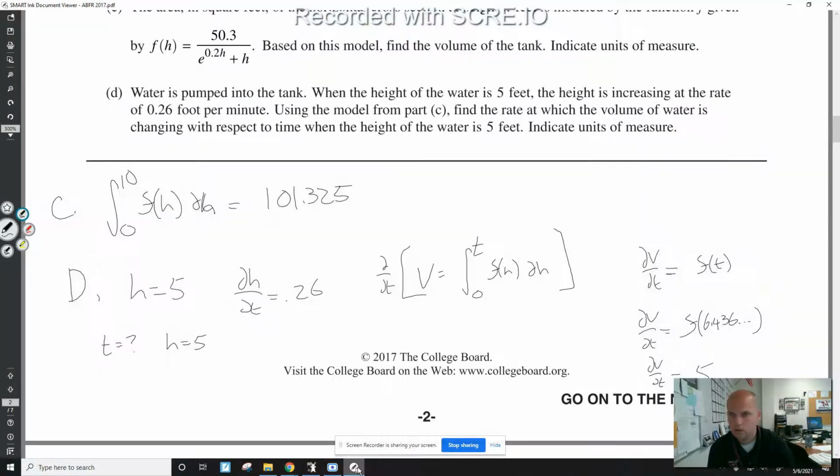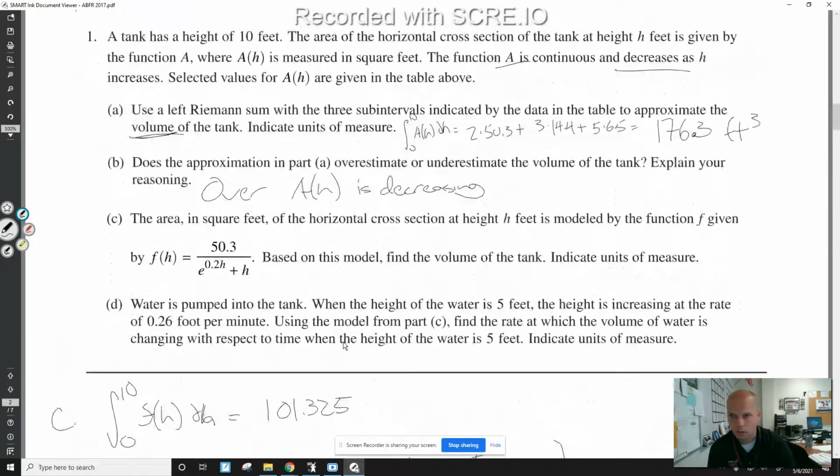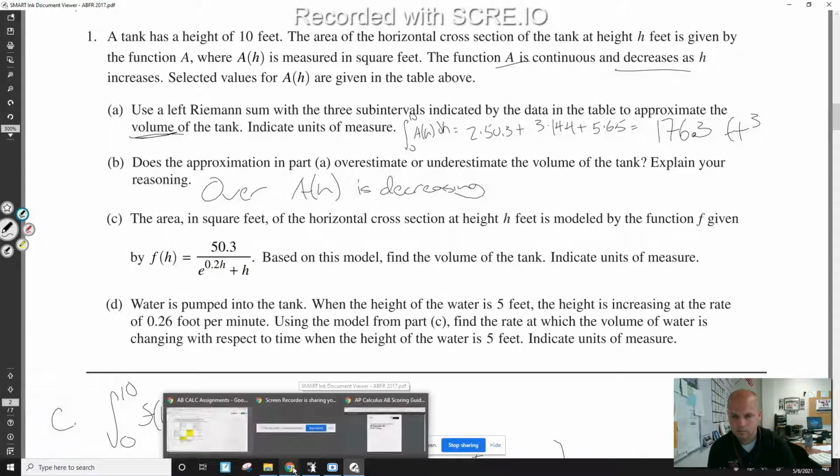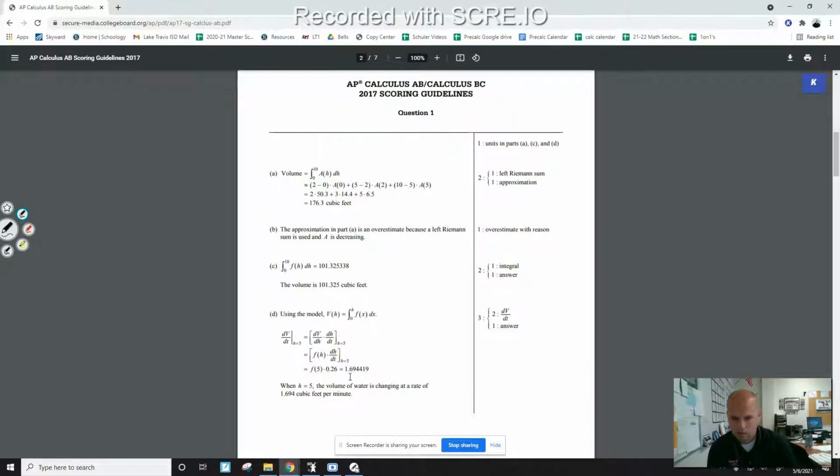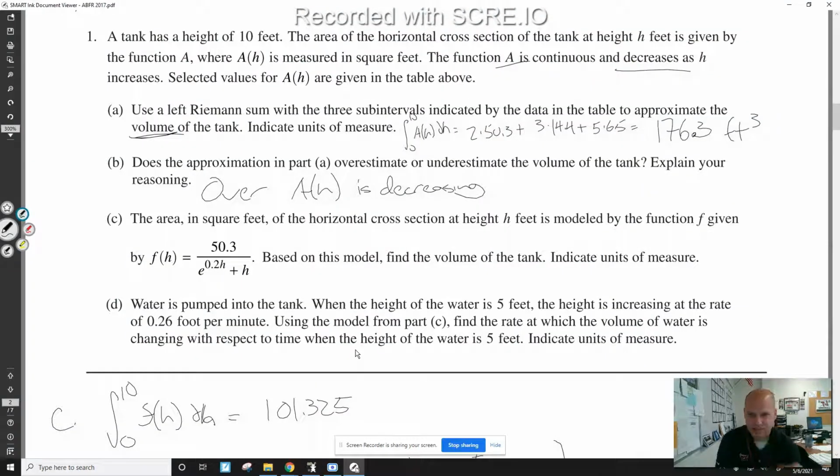Which one is this? 1. Oh, they wanted times dh dt, 0 to h. Damn. I guess it is based on h. All right, well, let's see. Did I mess up on anything else?